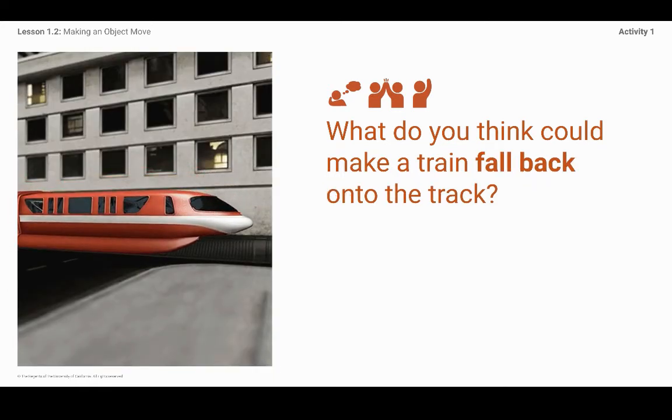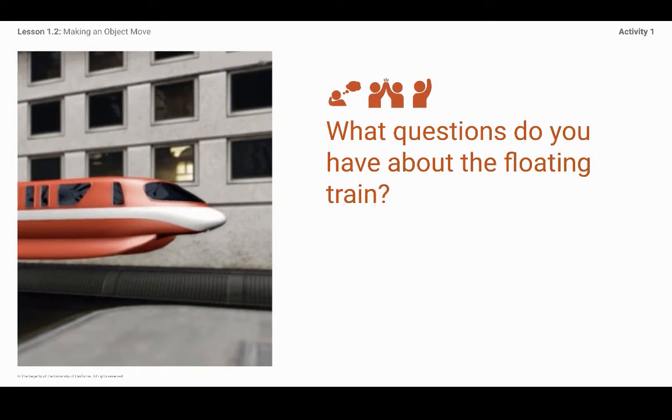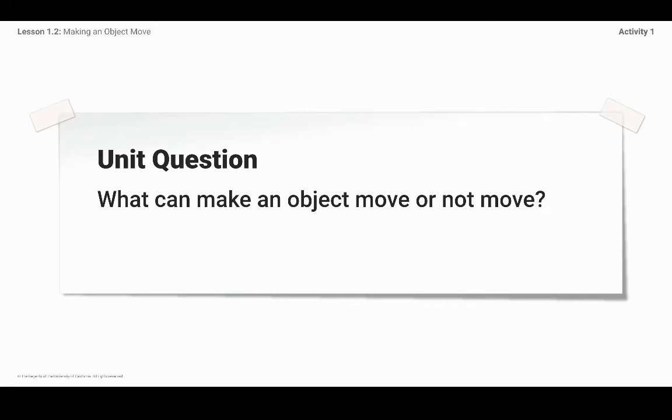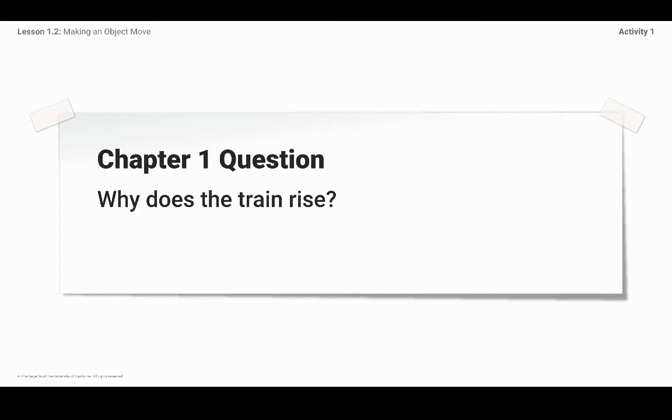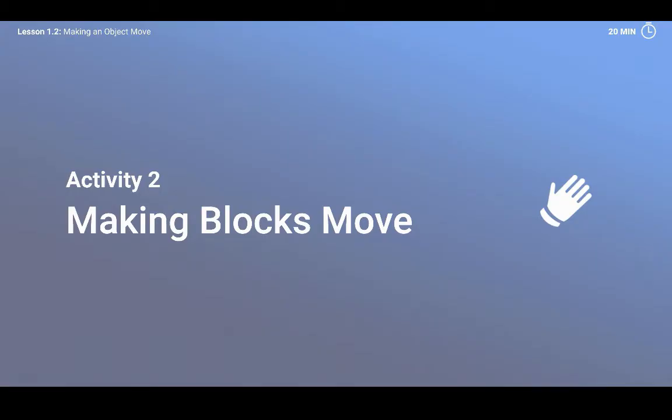This is probing them for their understanding. And then what other questions do you have about the train? And it's okay to have additional questions. And so here's our unit question. This is the actual question on heavy cardstock you'd pull out from the kit and tape up on the wall. What can make an object move or not move? And we're going to focus, why does the train rise? So we're focusing just on that first chapter question.